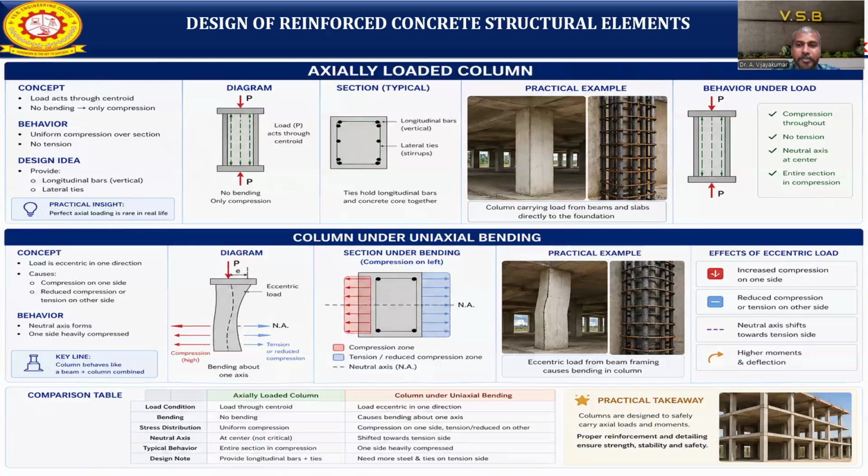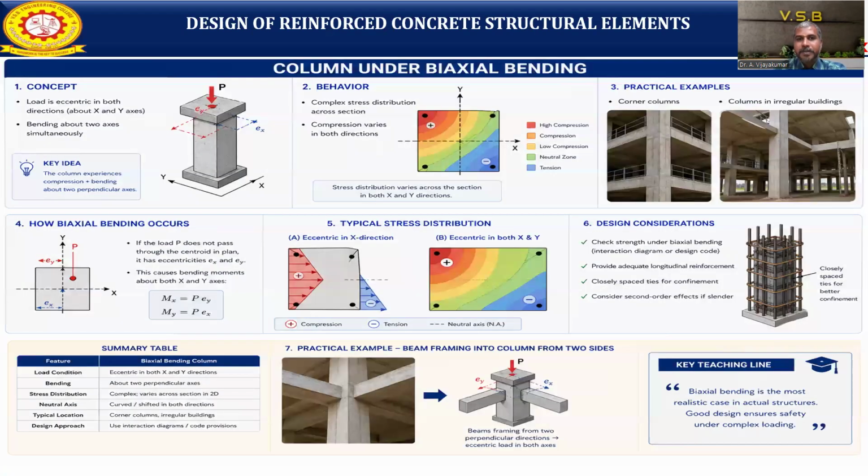So the typical behavior of the structure in the axial load column is that the entire section will be in compression. But here one side is heavily compressed and the other side will be the tensile side. As a design note, we provide the longitudinal bars plus ties, which we are already using. We need more steel because of the uniaxial bending, and ties on the tensile side we need to provide. So columns are designed to safely carry loads and moments. With proper reinforcement and detailing we can ensure the strength, stability and safety of the structure. Then the other type of column is called biaxial bending.